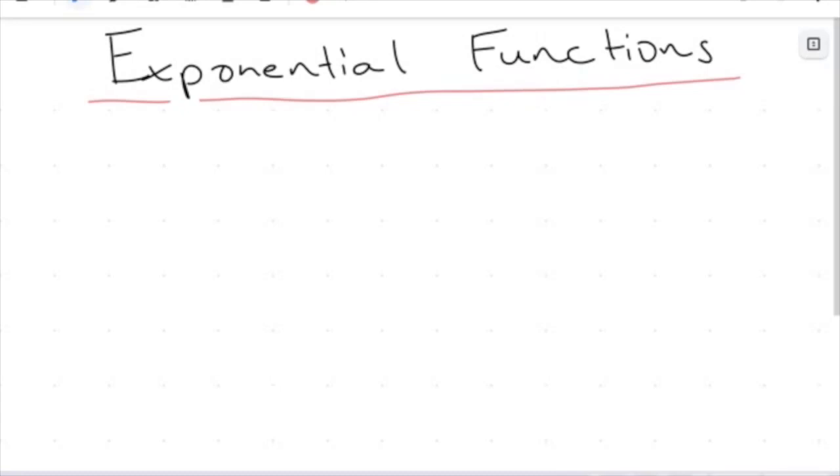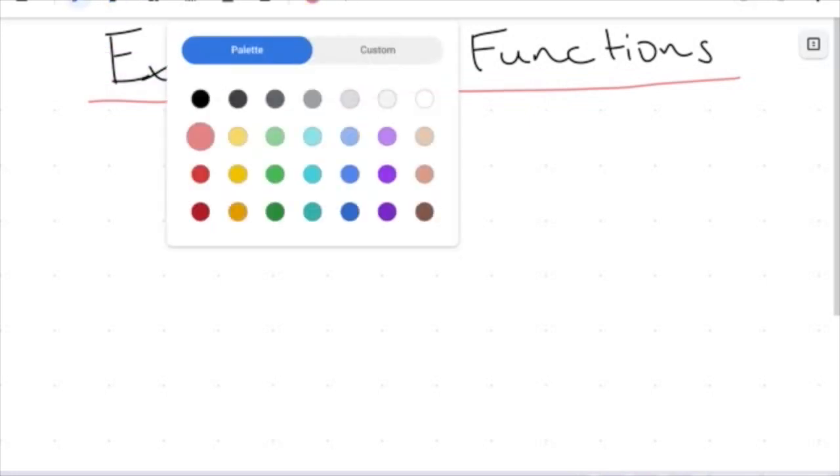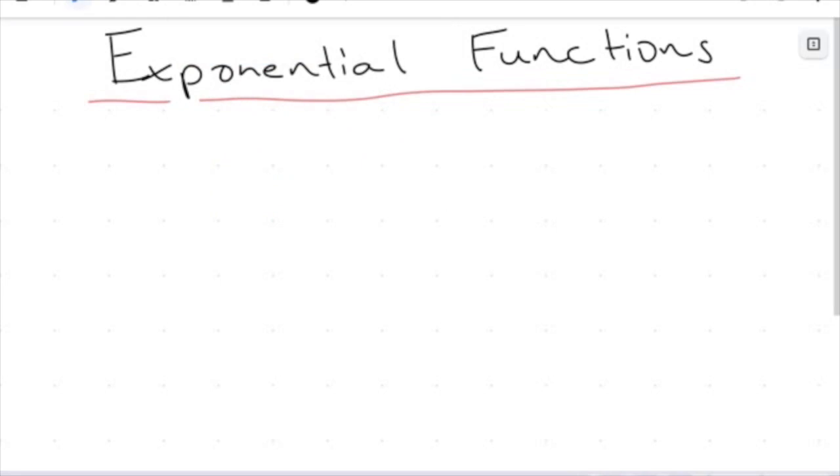Now here we are introducing the idea of exponential functions. And we've talked about functions quite a bit earlier in this series. Now we're moving on to a couple of new functions that we haven't really seen too much before, starting with the exponential ones.